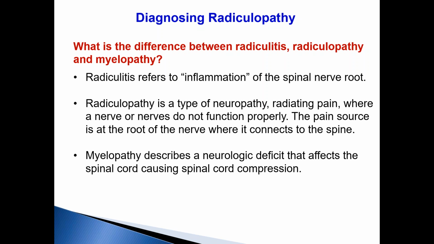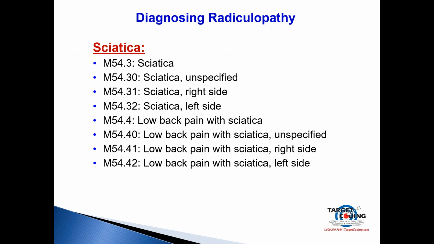You're going to need an MRI or a CT scan to justify that. So be careful with myelopathy. Understand what these terms mean so you are choosing the correct diagnosis codes. Okay, now we have other types of radiculopathy here under the sciatic category. So sciatica, M54.13. I don't recommend you use that.